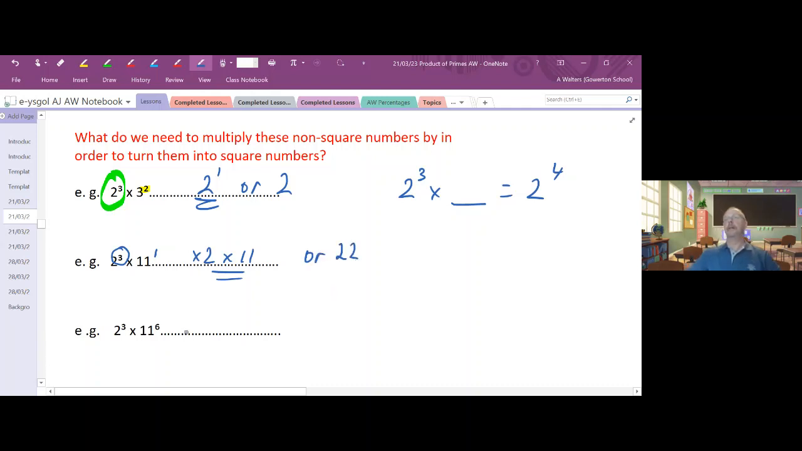Okay, and the next one, I'm happy with the 11. Happy with 11 to the power 6, but I'm not happy with 2 to the power 3. What would I multiply that by to give you 2 to the power 4? And I would multiply it simply by 2 for the reason I've shown up there.